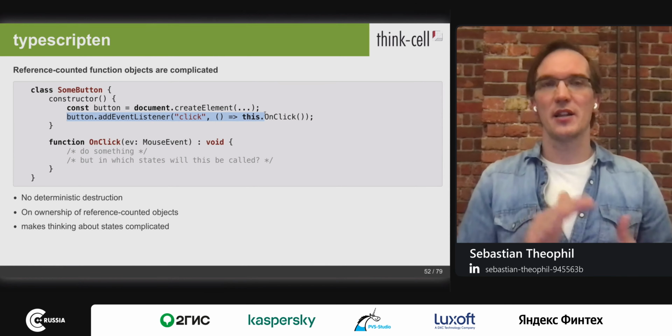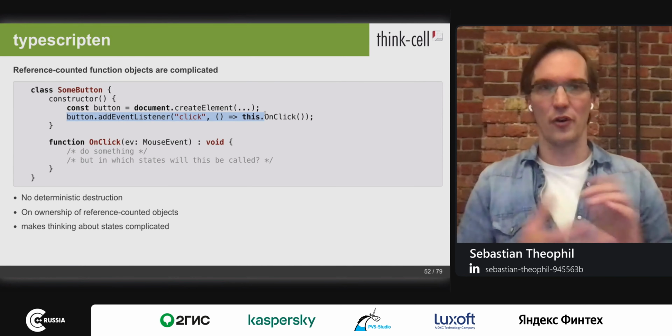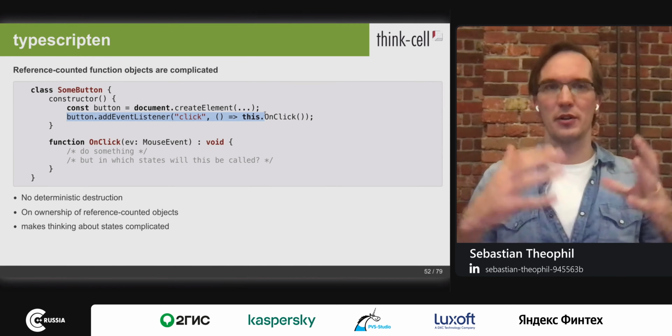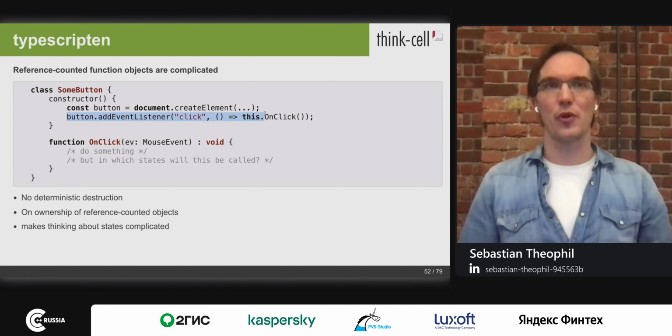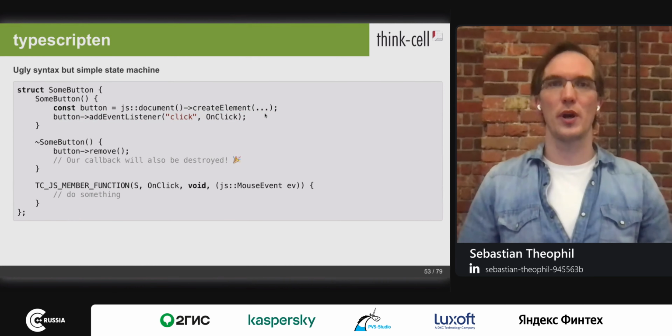And even if you did, the actual event handler would be a reference counted object and could be called whenever somebody holds a reference to it. And that makes it very hard to think about the states that your program can have. And the solution in C++ would be much easier.